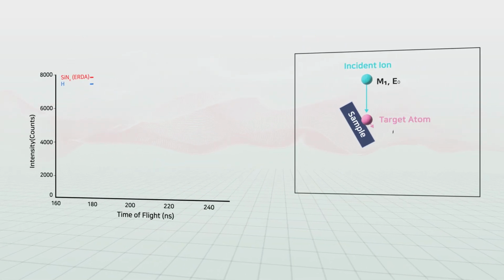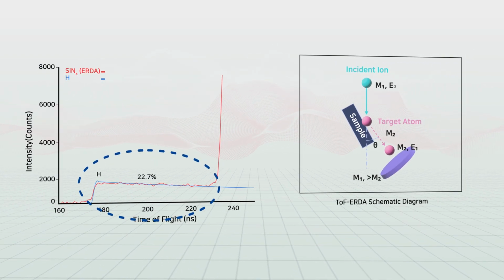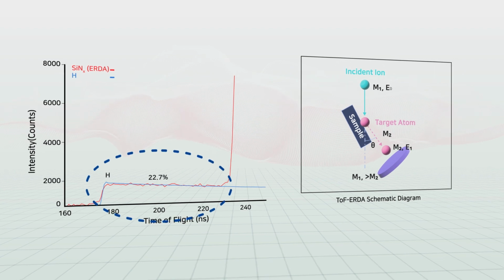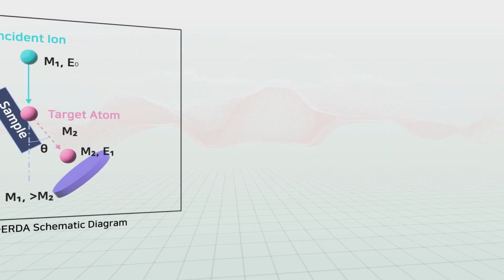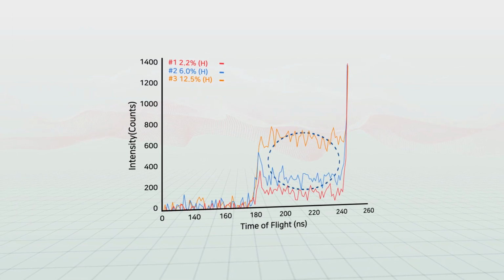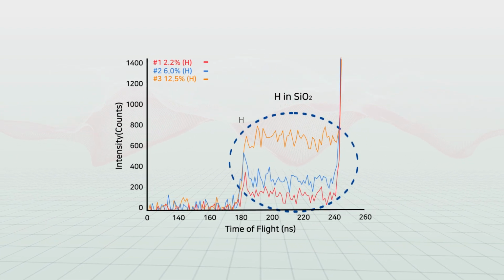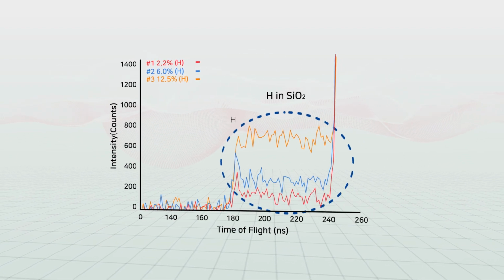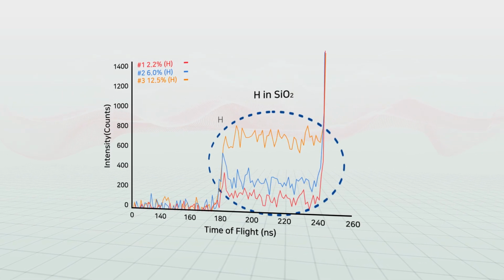This spectrum is the TOF-ERDA spectrum of silicon nitride. At the surface, hydrogen concentration profiles in the range of about 20 nanometers were analyzed. This graph shows the hydrogen analysis results of the silicon oxide thick films manufactured by CVD under various conditions. The results show that the hydrogen concentration varies from 2% to 12%.